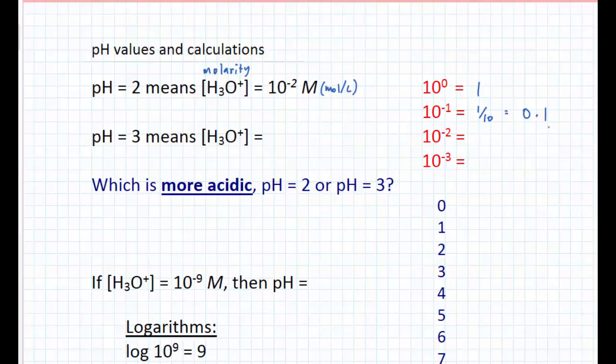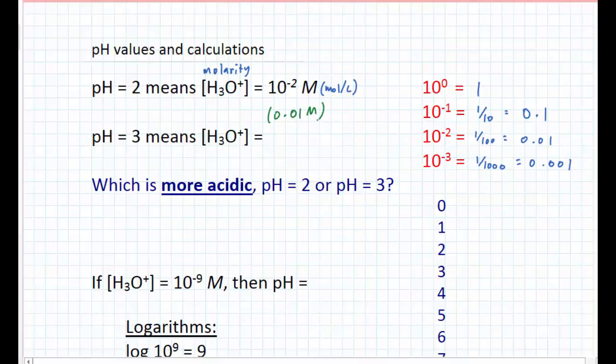What's 10 to the minus 2? Yep, 0.01. It would be 1/100th. 10 to the minus 3, 1/1000th. 0.001. So putting that in decimal, which makes it a little easier to envision, 10 to the negative 2, that's 0.01 molar. So we're dealing with a fairly small concentration.